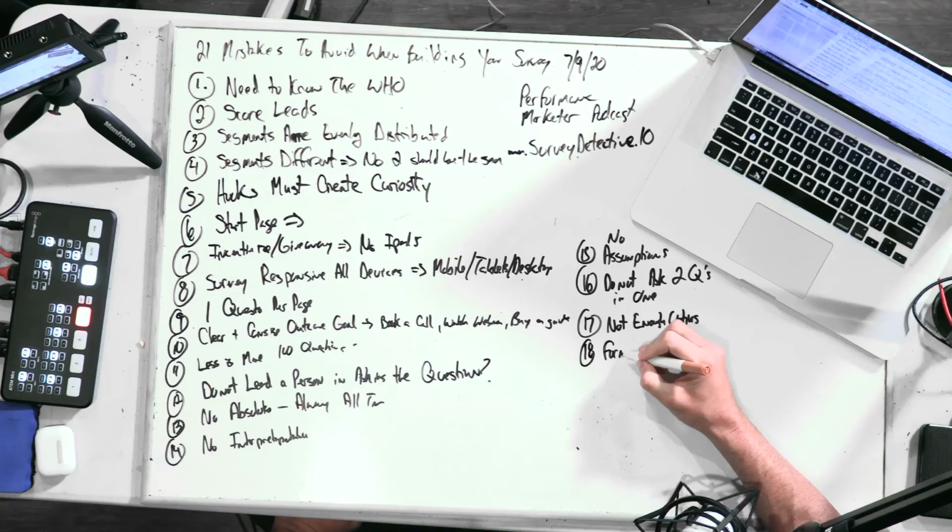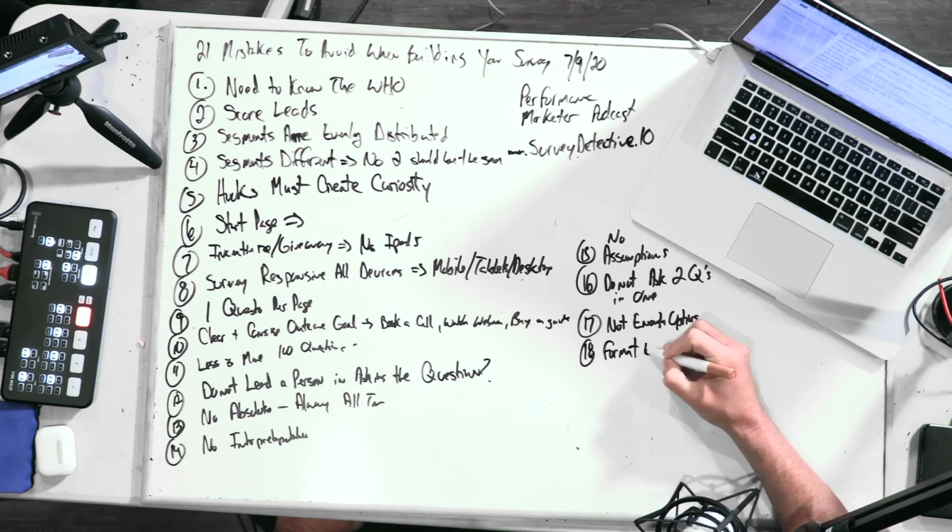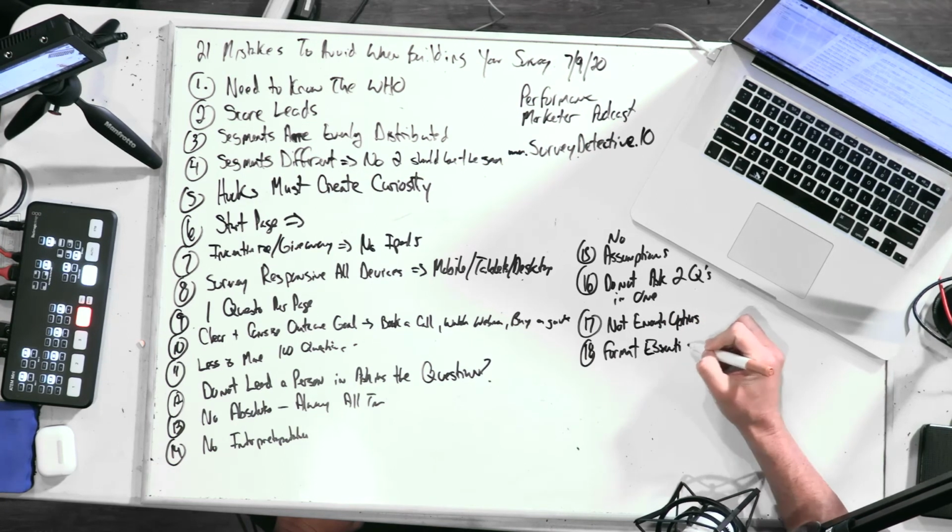Number 18, the format is extremely essential. Format of your questions. When you're trying to learn and investigate, you'll have some open-ended answers. Open-ended meaning that you don't give multiple choice. You're allowing somebody to write in what they think in their own words. And that's huge for when you're investigating. You always want to do that.